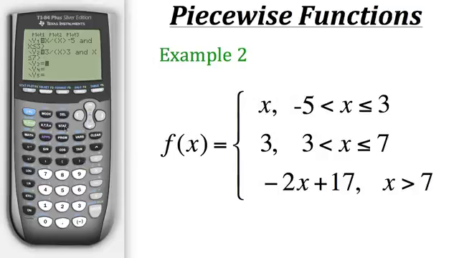And now let's put in the last statement as well before we graph again. So we'll put in the expression negative 2x plus 17. And now we want to put in its condition. So we'll start with the parentheses and then do x is greater than 7. And then close the parentheses. Now let's graph this function. As you notice, it does the rest of our piecewise function with its appropriate conditions. And that's how you graph piecewise functions on your calculator.